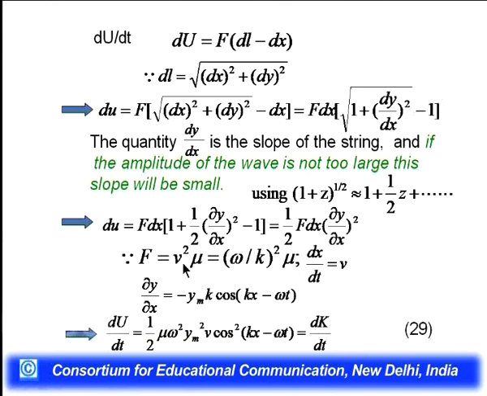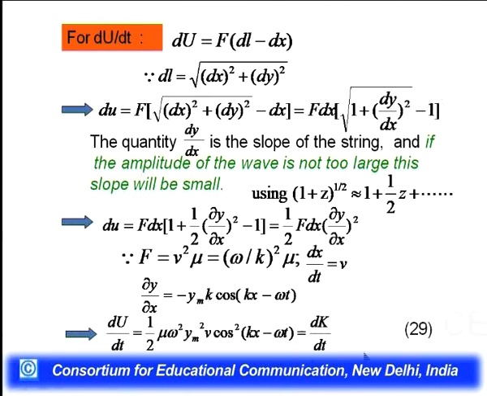Velocity, this defines the phase velocity, omega by k. Square mu dx by dt will be replaced by v, and dy by dx will be written in this form. Finally, we will calculate dU by dt, which is equal to dK by dt, 1 by 2 mu omega square ym square v cos square (kx minus omega t). As we see from this expression, the potential energy is equal to the kinetic energy.